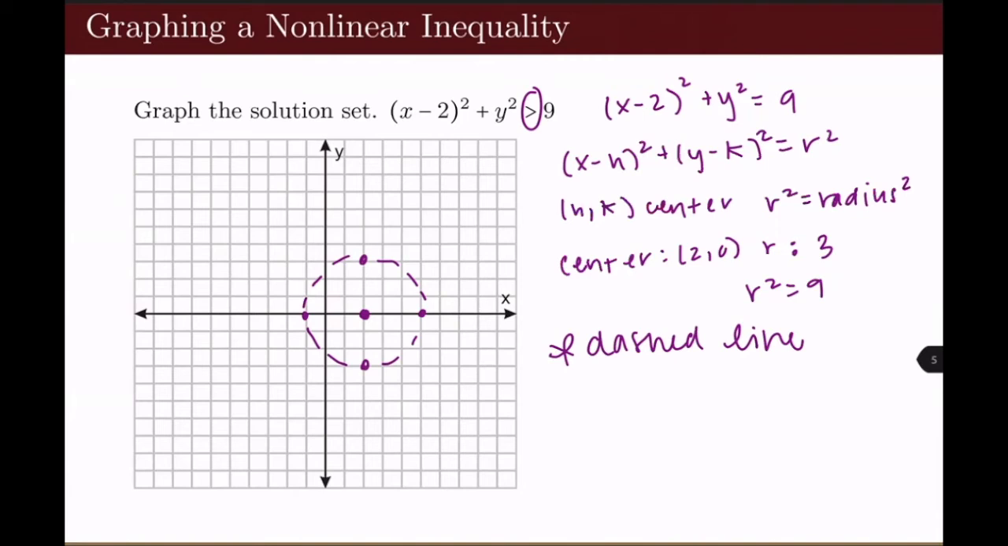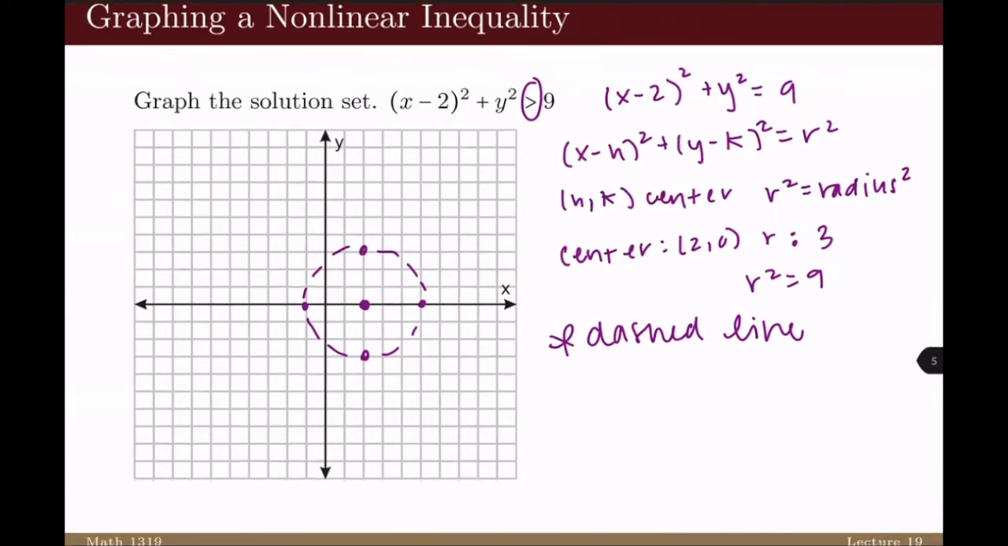The last thing we just need to check for is where in our plane satisfies this inequality. So I'm going to check a point inside the circle first. So the origin is inside the circle, (0, 0). So that's right here. So I'm going to check (0, 0) first. So that means we'll have (0 - 2)^2 + 0^2 is bigger than 9. Negative 2 squared is 4. So is 4 bigger than 9? No. So this is false.